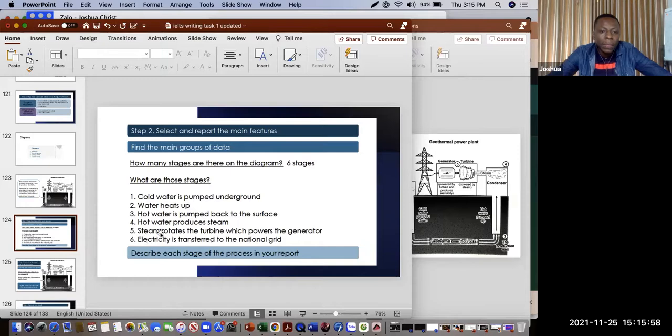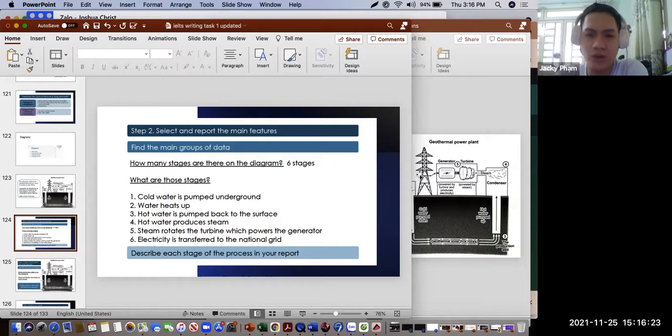The steam from the hot water produces steam in the condenser. The steam rotates the turbine, which powers the generator, and then electricity is transferred to the national grid. So here we can see the electricity is transferred to everybody.